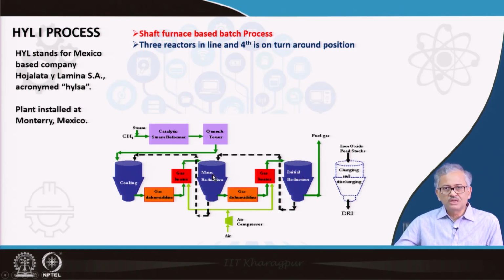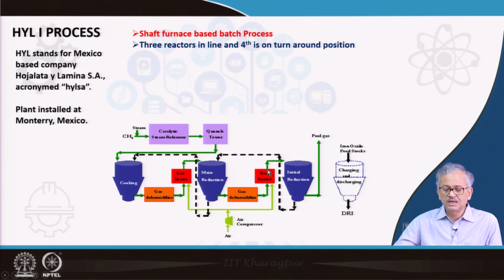So you take out the moisture from the gas, again you reheat the gas to some extent, and then you pass the gas to the main reduction shaft. This is the main reduction shaft. The content of this shaft is already preheated and pre-reduced from the previous reactor.